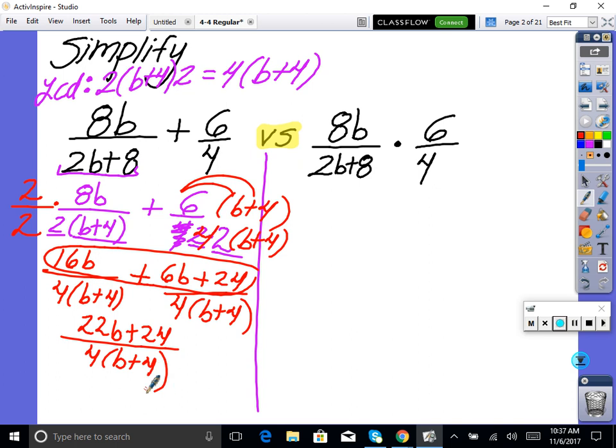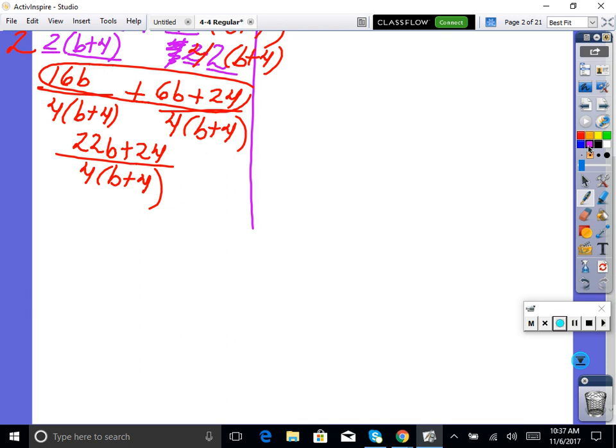Now we're done. Now we've got to simplify. How do we simplify? Factor the top, factor the bottom, divide out exact factors. You should pull out a 2 on the top. So pull out a 2, divide by 2, divide by 2. Left is 11b plus 12, and on the bottom we have a 4 times b plus 4.